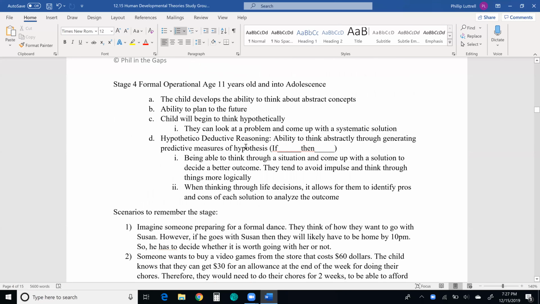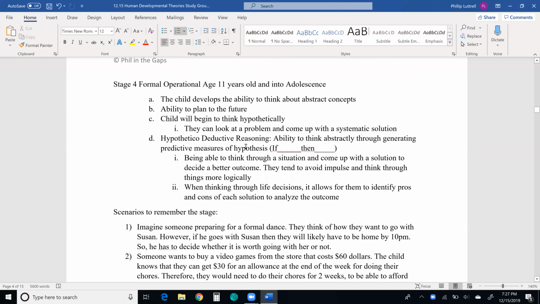The last stage is formal operational, and this is ages 11 years old and into adolescence. So this is where the child begins to think about abstract concepts, meaning things that are not just black and white. They're able to think in the gray and what could possibly be rather than what actually is. So it's the ability to plan toward the future. So the child will begin to think hypothetically as well as associate different things that are not inherently associated.